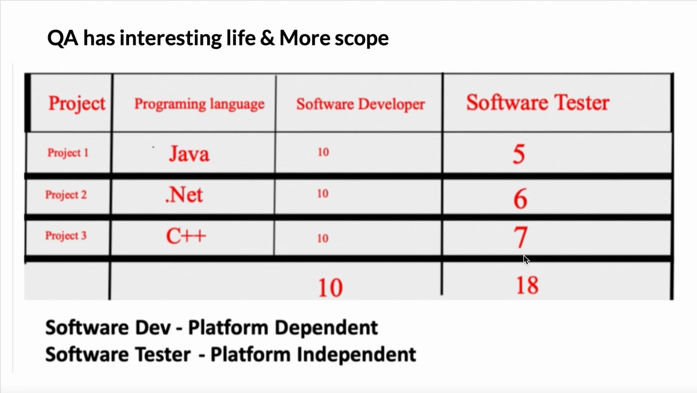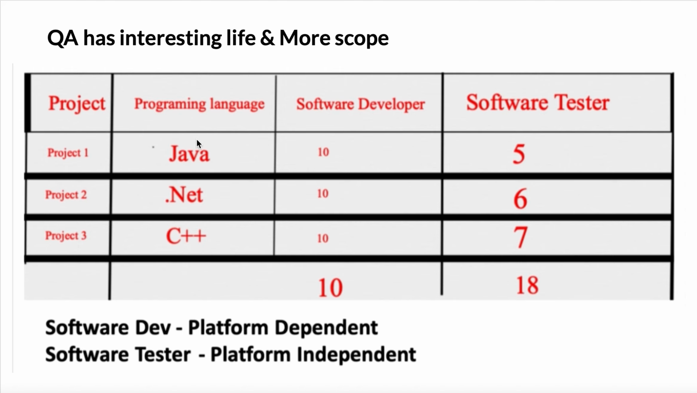Now this Java developer can apply for this project only. He cannot apply for project 2 because he knows only Java. That's why we call software developers platform dependent. A .NET developer can apply only for projects where we are using .NET. But QA can apply to all projects irrespective of the backend and which programming language you have used to develop your software.